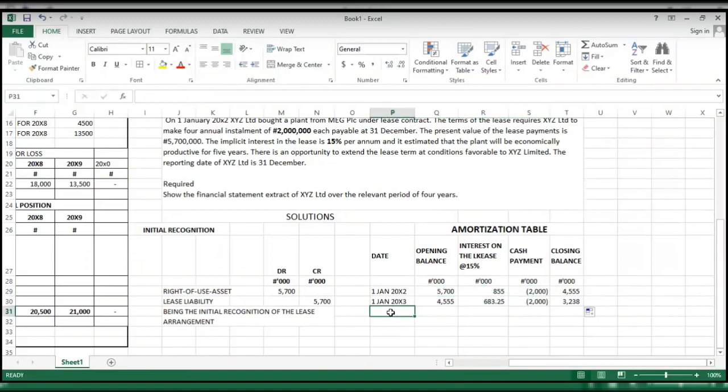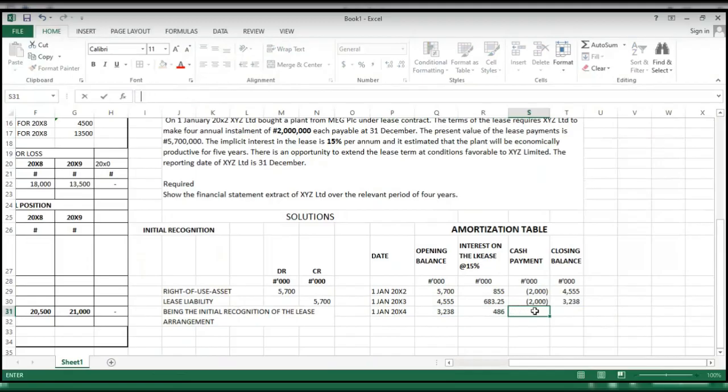So on 1 January 20x4, the closing balance for the previous year is the opening balance for this year. We are also going to have the interest charge, that is this times 15%. We get the interest, and then the 2,000 naira is also paid here.